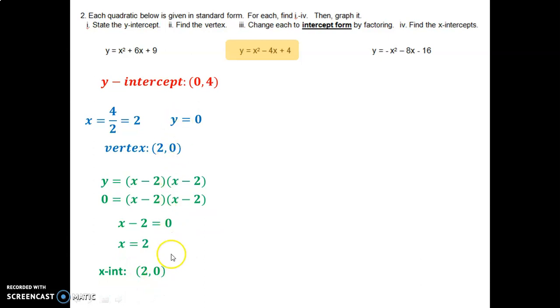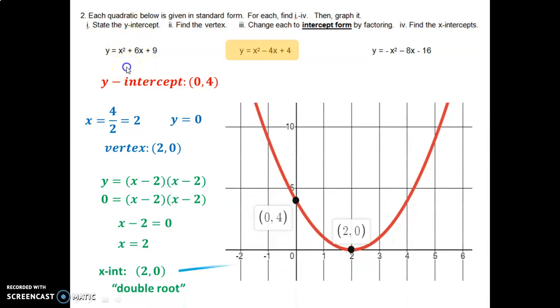Same thing happened as the first one. Our vertex is the x-intercept. And why is that? Because this is a perfect square trinomial. Here's a graph of this one, and you can see our double root. So here's our y-intercept, here's that double root, again sitting perfectly on the x-axis.